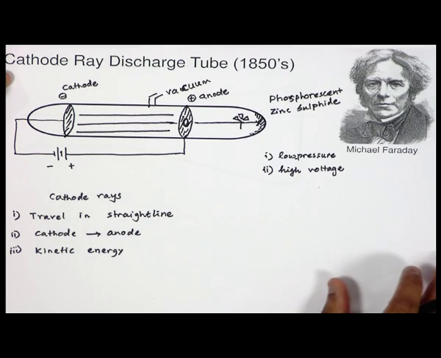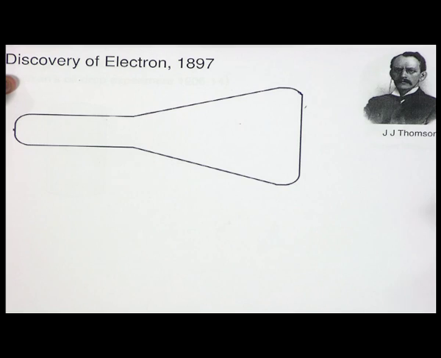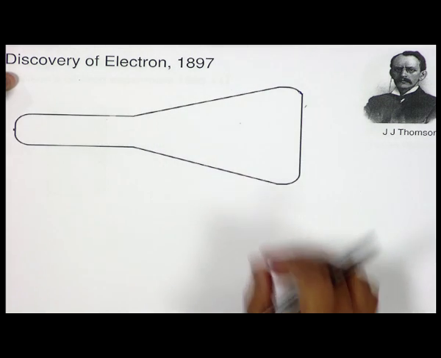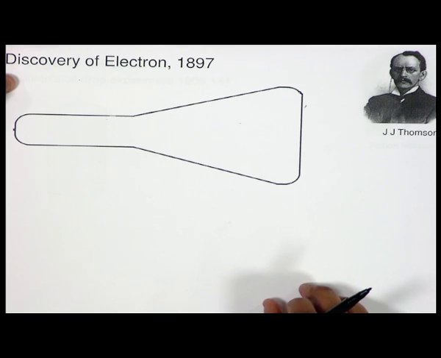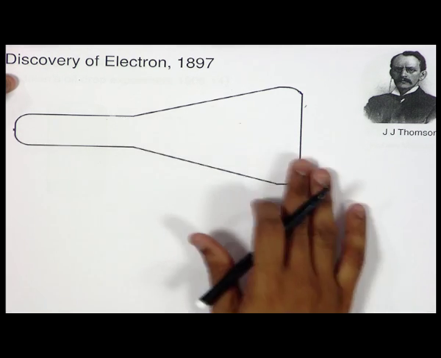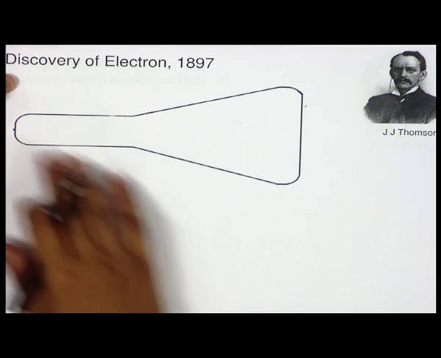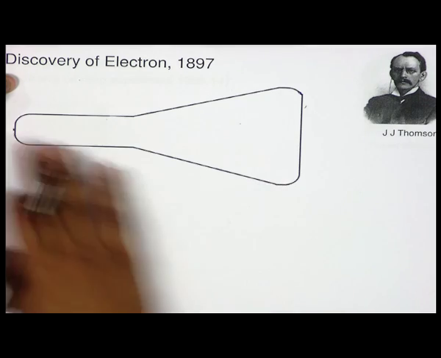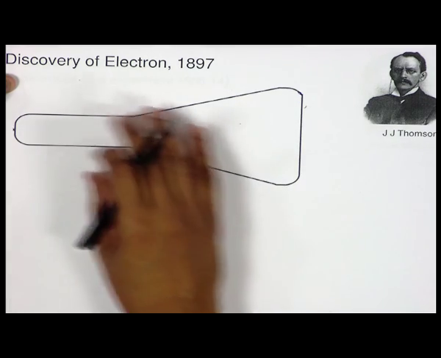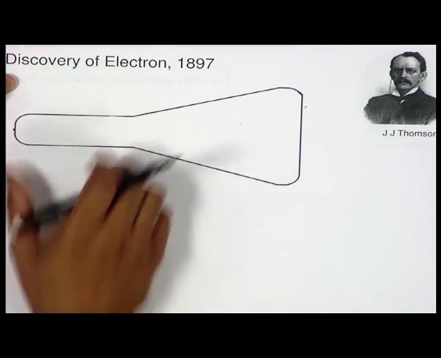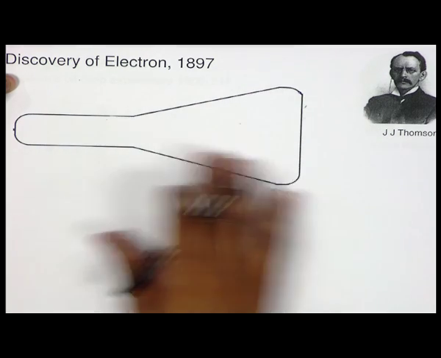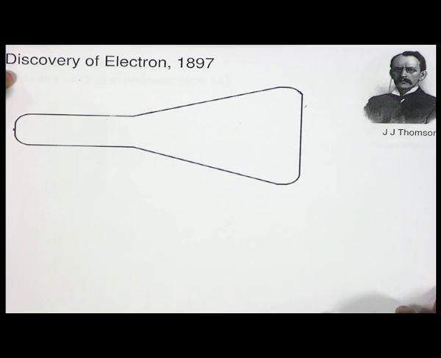This experimental setup was taken by another scientist, J.J. Thomson, and he modified his experimental setup slightly. Instead of a cylindrical tube that you saw in the previous picture, J.J. Thomson, a British scientist, had a cathode ray tube with a different shape. It looks like a bottle with an elongated neck. We will see why he adopted this kind of shape for his experiment.